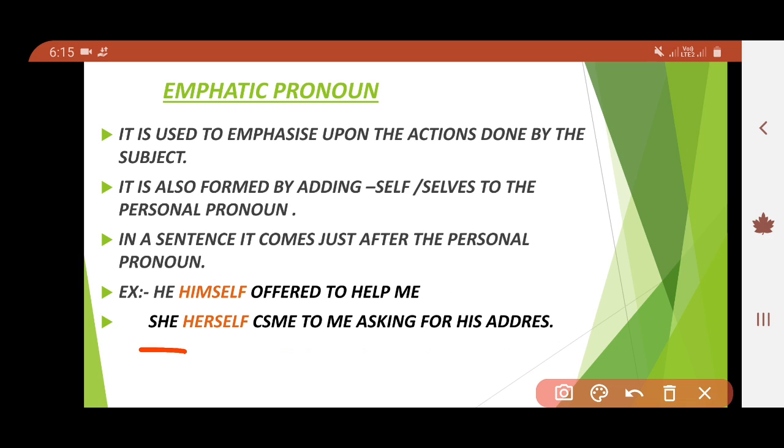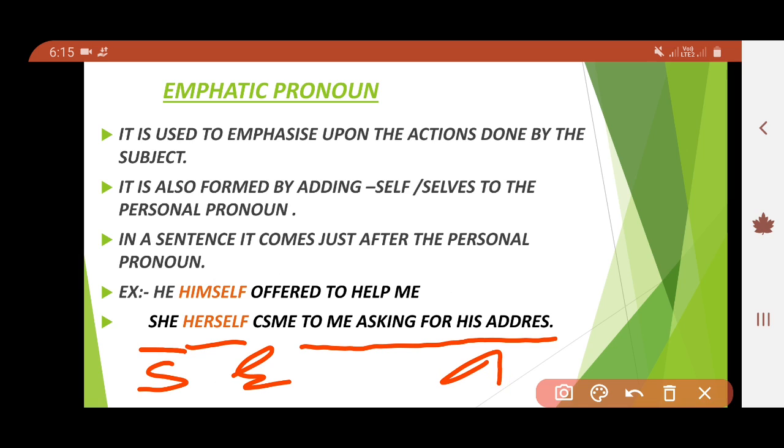So what is the subject here? She. Okay, and herself here is the emphatic pronoun, and coming to me for asking for his address is the action. That means here the emphatic pronoun herself is used to give more stress upon the action that is done by this subject. Okay, I think you are clear what is emphatic pronoun.